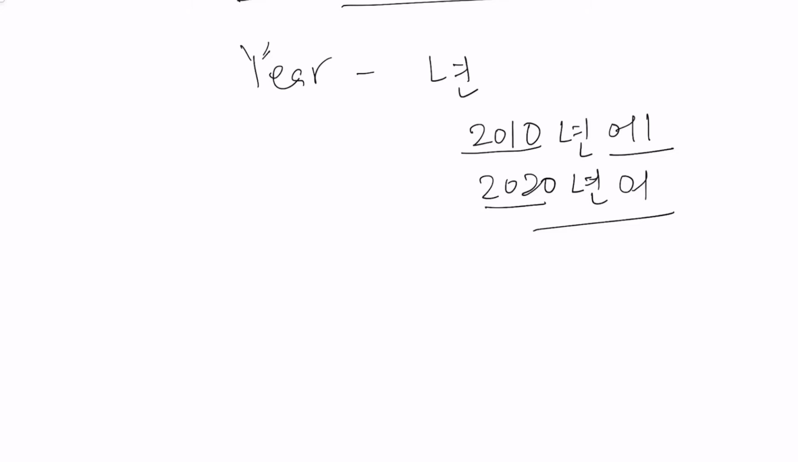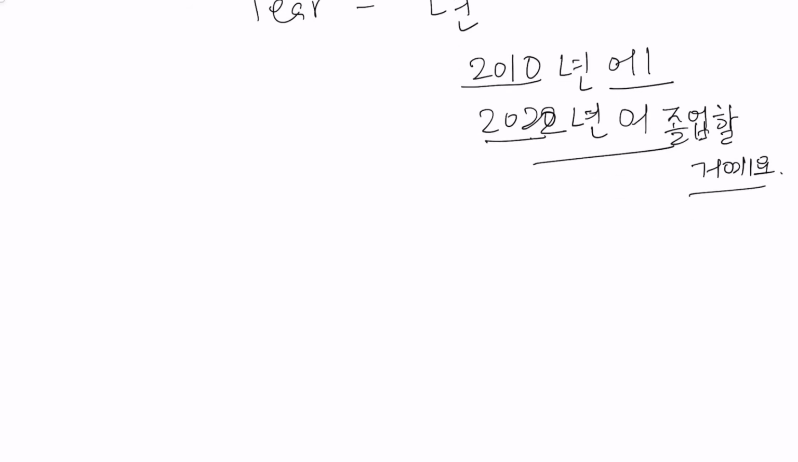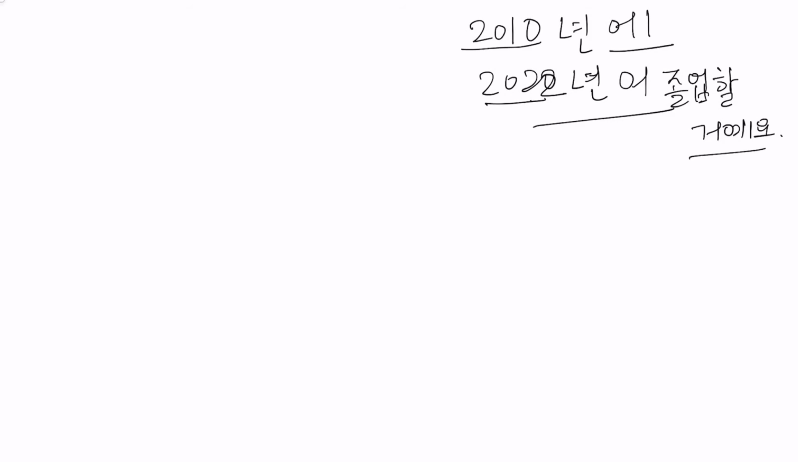Okay. Now if you want to say that I will graduate in 2022, then you can say 2022년에 졸업할 거예요. 졸업하다 is to graduate, so you can say 졸업할 거예요. Okay, so that is year. Now let's come to month.